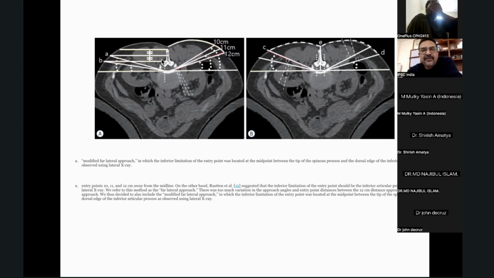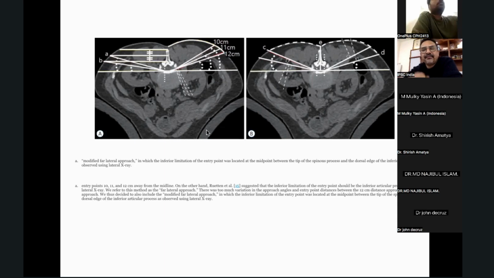Suppose the patient is very thin, around 50 kg. For that person, L4 L5 at 12 centimeter is like an extreme lateral entry. So what is the guidance? What we can do is look at the lateral image. You identify the tip of the spinous process, and you take this laterally, and this is your entry point. So this becomes a far lateral approach, and you can go directly into the canal.